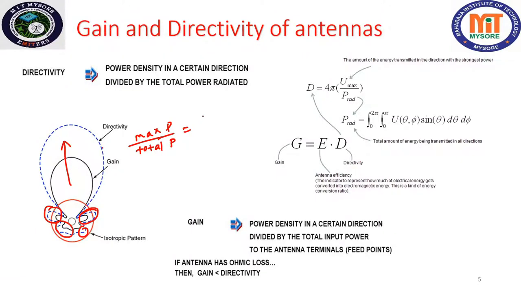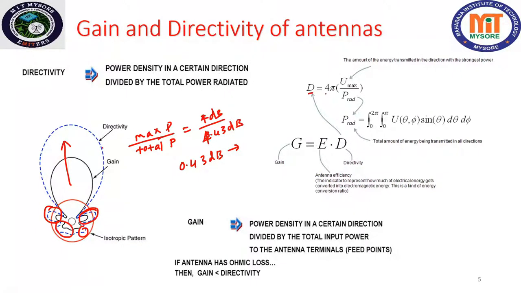It might be like maximum power might be say 4 decibels, whereas 4.43 decibels might be your total power. So what is this 4.43 decibels? It is the power in the side lobes, which will be considered a kind of loss, because in some applications, not always, we want all the power to be radiated in a particular direction. So that is the meaning of directivity. In a certain direction we want maximum power to be radiated, and directivity is defined by the power density in a certain direction divided by the total power radiated, which is given by this equation.